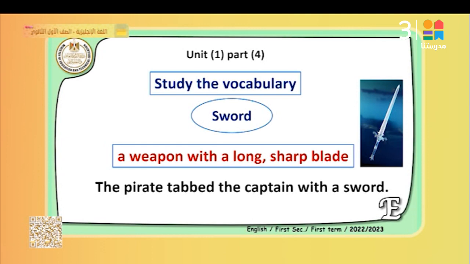We have the word sword. As you see in the picture, sword is a weapon. It's a weapon with a long, sharp blade. The pirate tapped the captain with a sword.